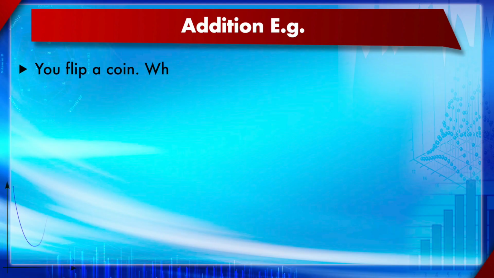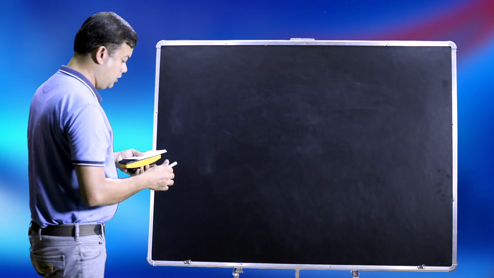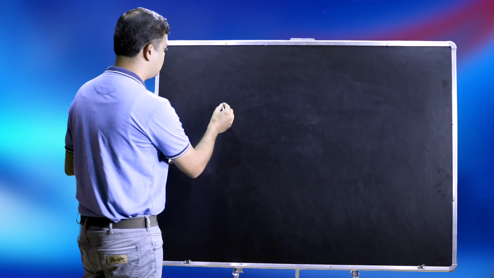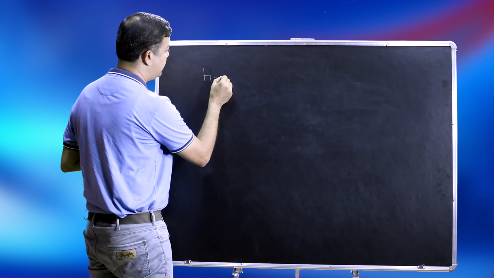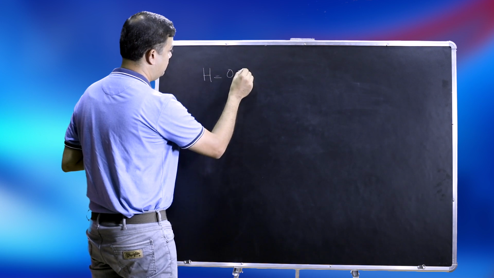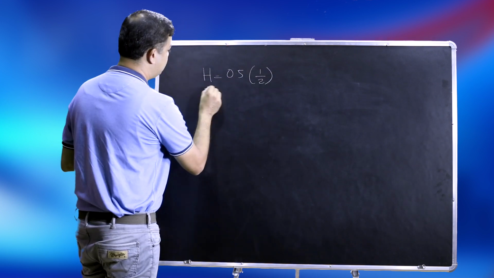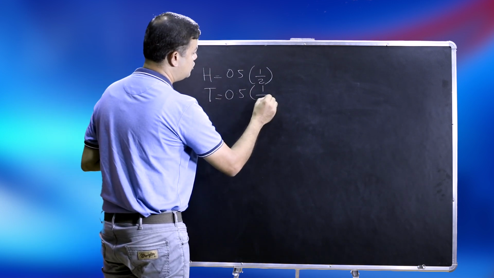Let us consider another example. You flip a coin. What is the probability that you get a head or tail? As you can see, to get the head, the probability, as we know, is 1 divided by 2, which is 0.5. To get the tail is again 0.5, because this is 1 divided by 2.